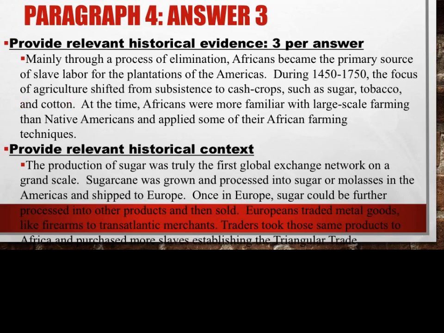This is great evidence that shows, I hate to say necessity, but what the Europeans felt as a necessity to bring slavery to the New World. They initially tried it with the Native Americans, but so many had died from diseases. Native Americans were not large-scale farmers like Africans were.